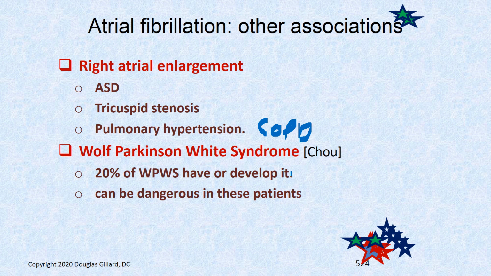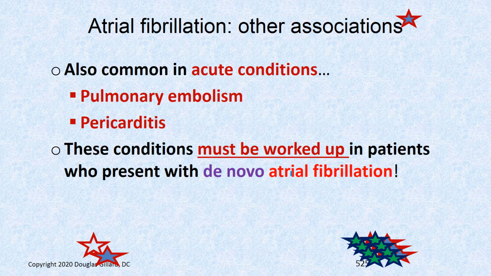Wolff-Parkinson-White syndrome, I don't know if we're going to have time to get to that. Hopefully, we'll try to get to that on Monday. I have that on YouTube, too, if I don't get to all this stuff. Also common in acute conditions, so you've got to worry about pulmonary embolism can kick someone into AFib, or peracute pericarditis can kick someone into AFib, so you've got to work those conditions up.